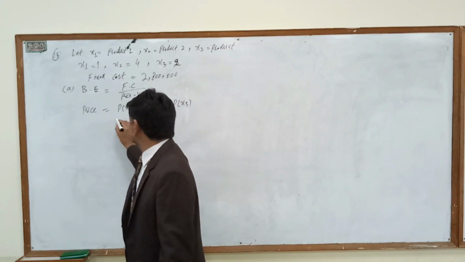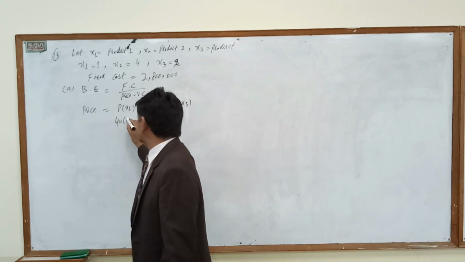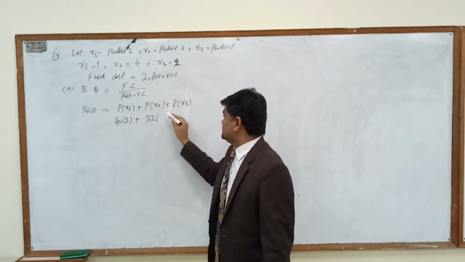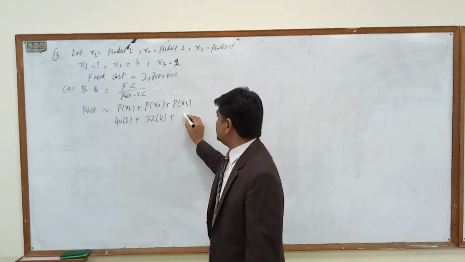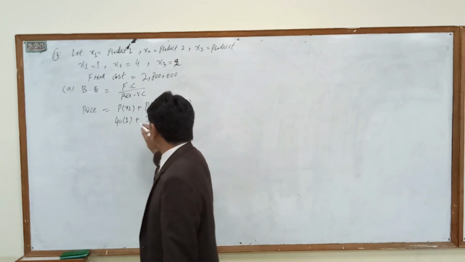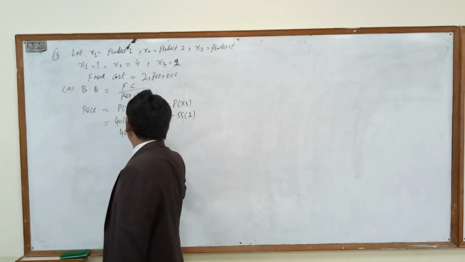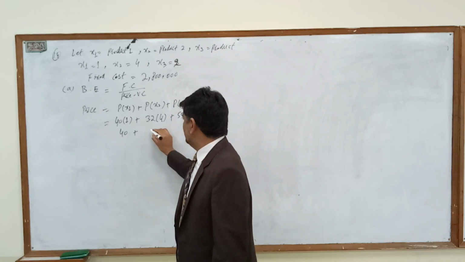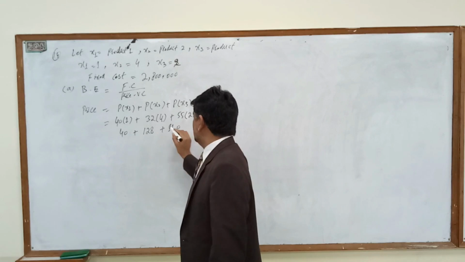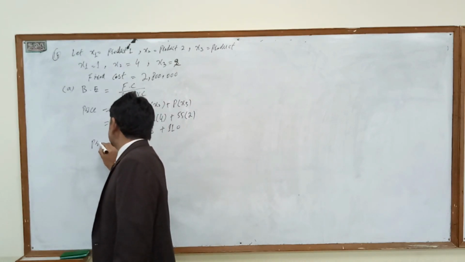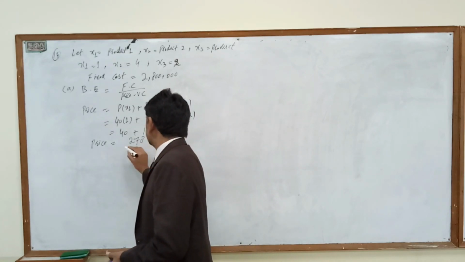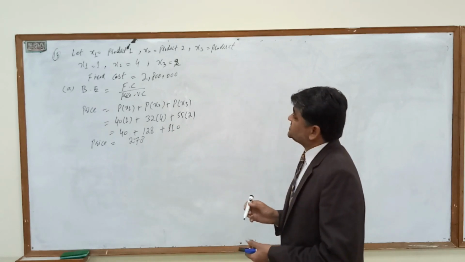What is the price of X1? 40, and how many units are there? 1. Price of X2? 32. How many units? 4. What is the price of X3? 55. And number of units? 2. Sum it. 40 plus 128, plus 110. What is the sum? So price is equal to 278.